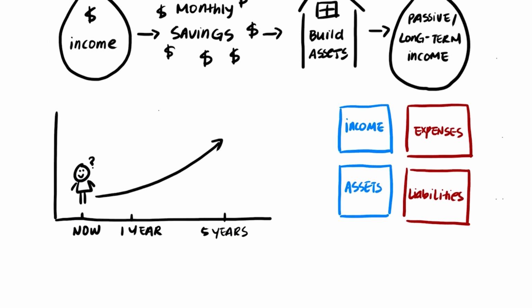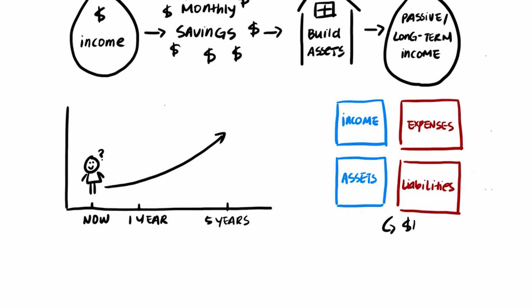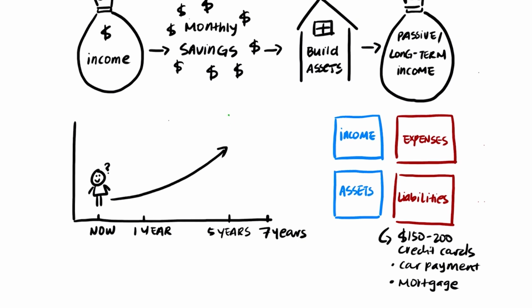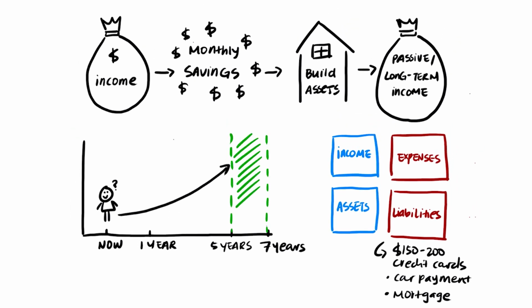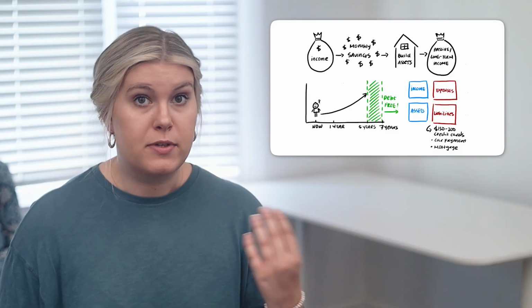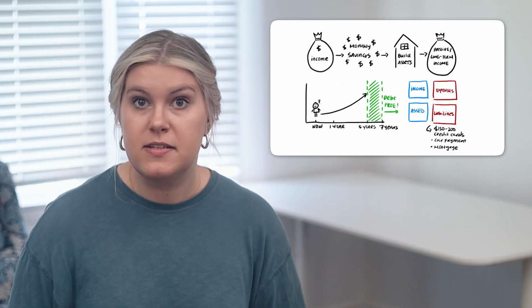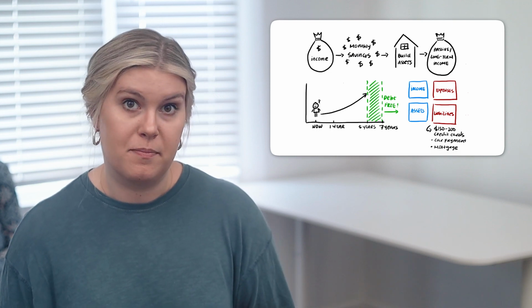To eliminate your consumer debt, put aside $150 to $250 every month to pay down credit cards, then car payments, and then your mortgage. Most people can be debt-free in 5 to 7 years with this intentional focus on debt. Once you're done, put what you used to spend to service your debts into assets that generate income.